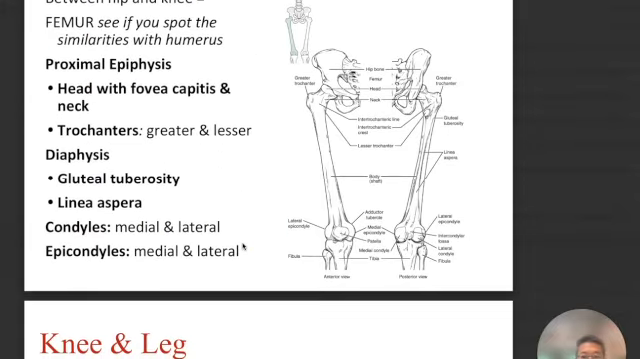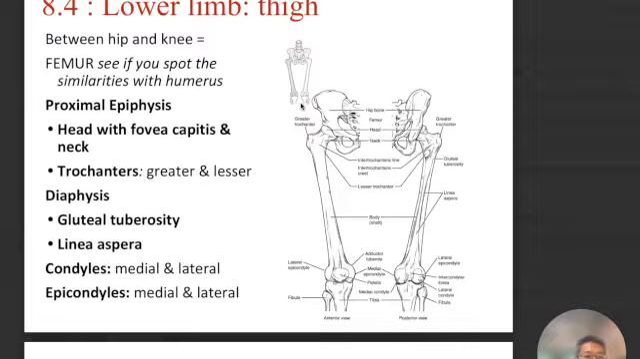Lower limbs. Again, that's the acetabulum, and the head of the femur goes in there. We have the greater trochanter. It's that big one you see there. The lesser trochanter is right here.